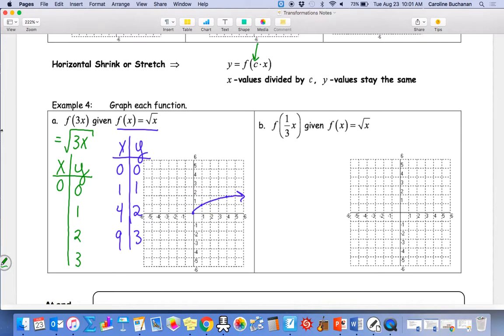If we want an output of 1, then we want to take the square root of 1, which means that 3x has to be 1, which means that x should be 1/3. If we want an output of 2, we want to take a square root of 4, which means that 3x has to be 4. So x should be 4/3. Last one, if we want an output of 3, we want to be taking the square root of 9, which means that 3x has to be equal to 9, or x has to be 3. So let's go ahead and plot these points.